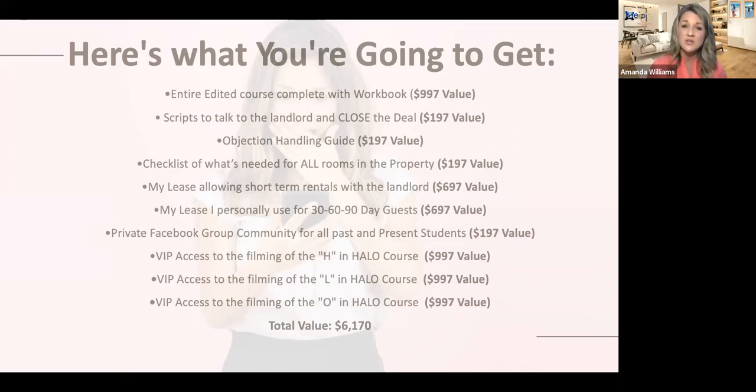This is all of the scripts that we use. It's our email templates. It's our objection handling guide, because you are going to get some objections. Yes, let's face it. We also have all of the checklists in there, exactly what you need.